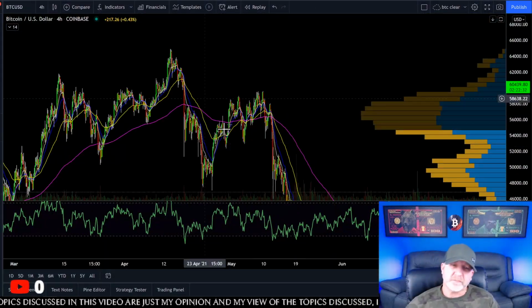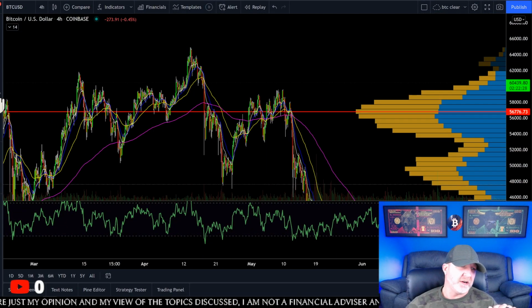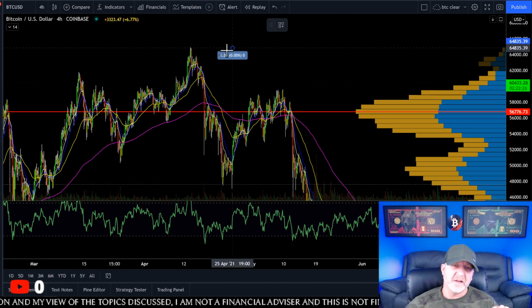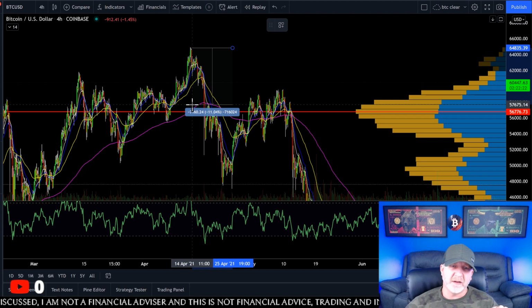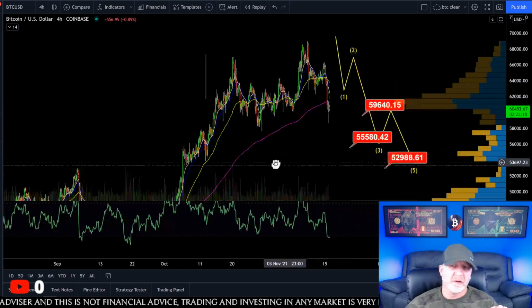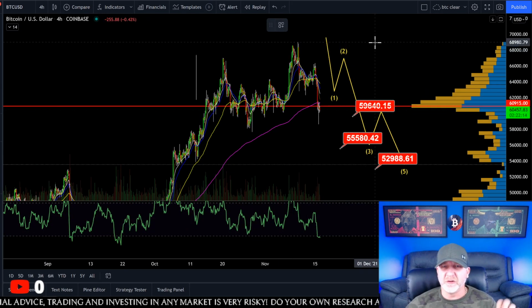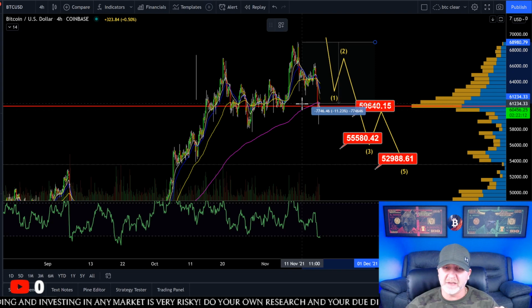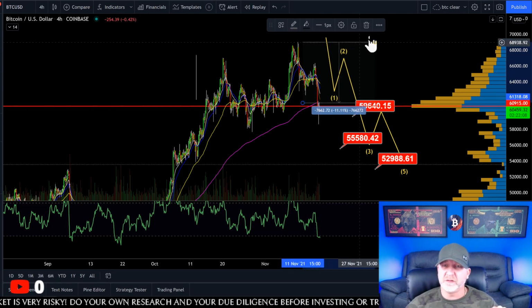Now, let's take some measurements here, just out of curiosity. So from this high to that 200 EMA break, that was about 11%. Let's go back over to where we're at now. Let's go from the top of that. And again, guys, this is just showing you the similarities. Doesn't mean it has to play out. But that's 11% too, right to the 200 EMA.